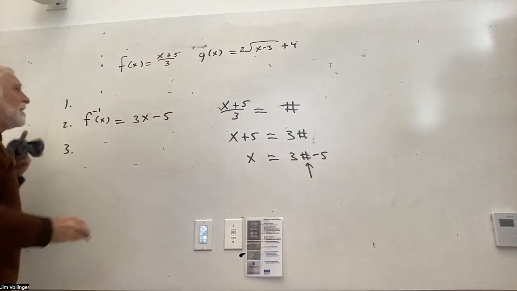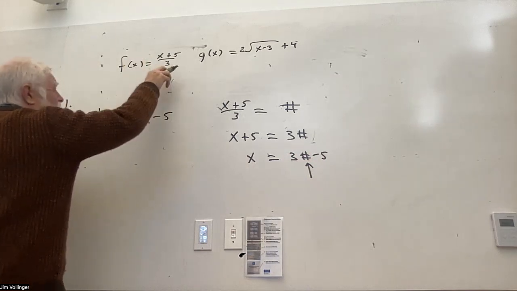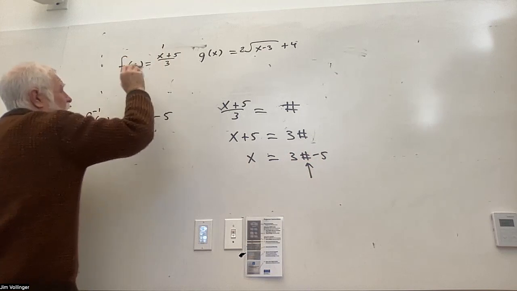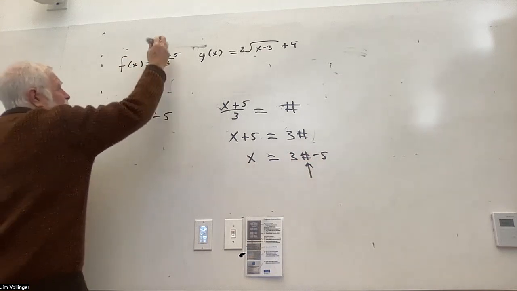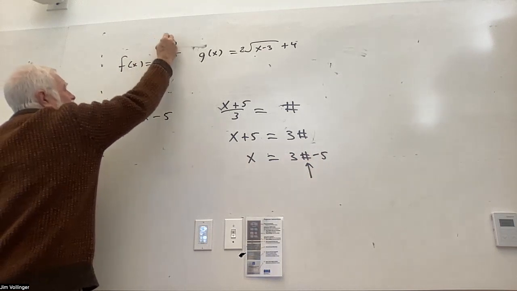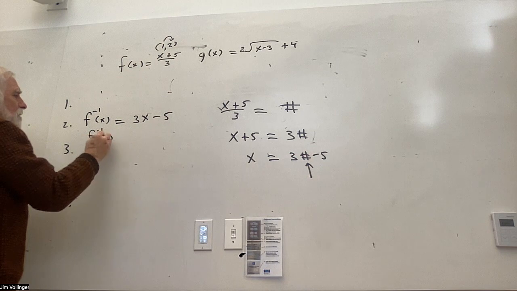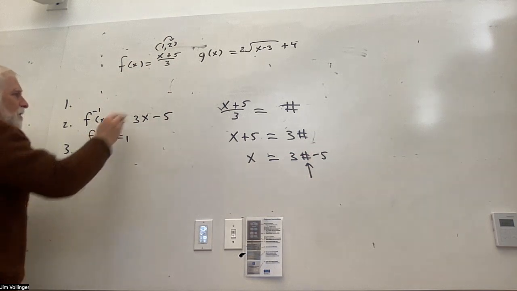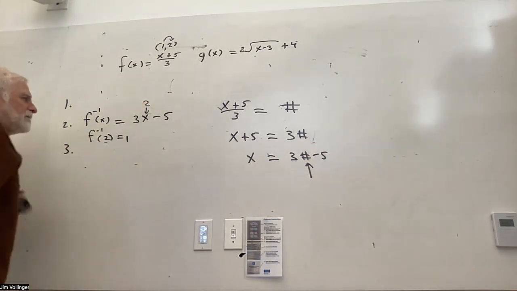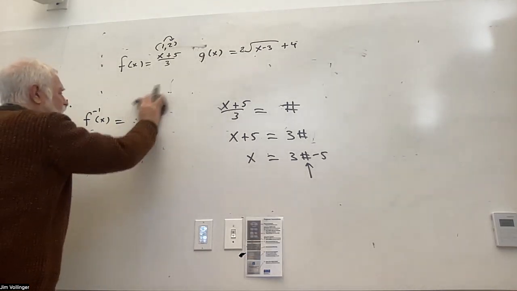And we check it. So what's easy to plug in here? Multiple of 3. How about we put a 1 in? 1 plus 5 is 6, divided by 3 is 2. If f of 1 gets me 2, then the inverse of 2 should get me 1. Let's put a 2 in here. 3 times 2 is 6, minus 5 is 1. Okay, that's good. I don't have to check that.